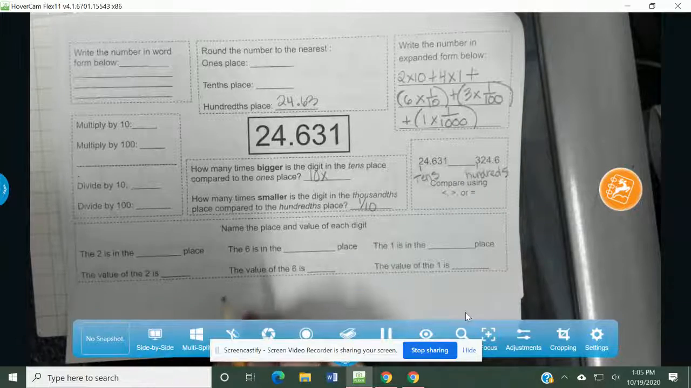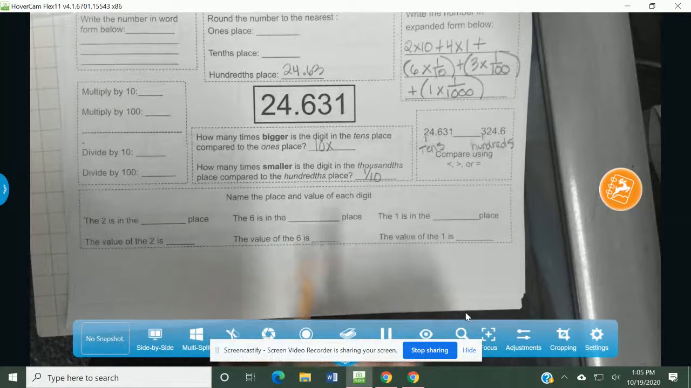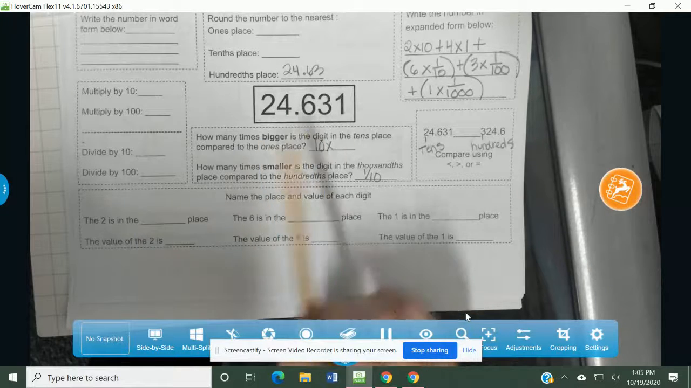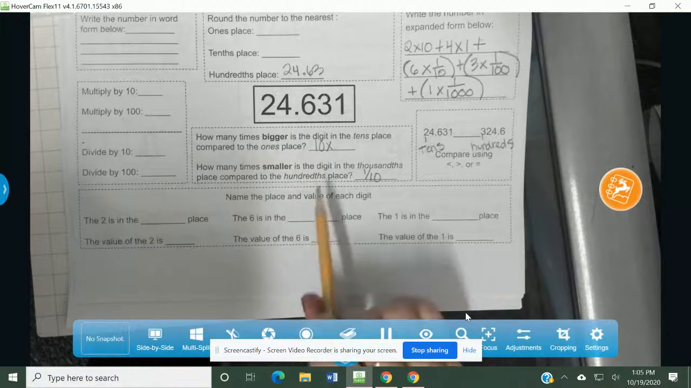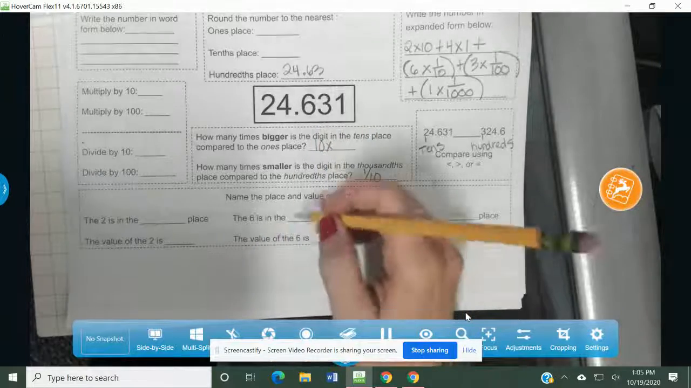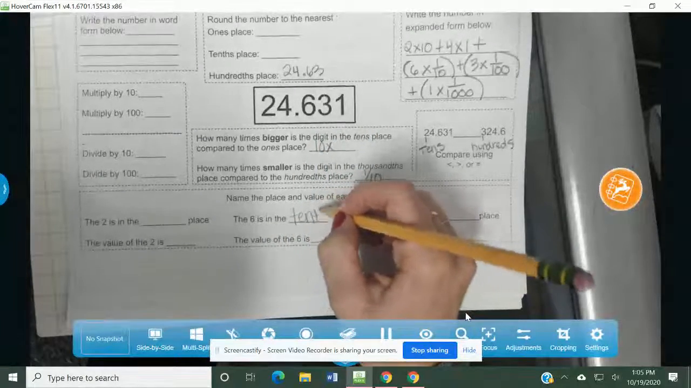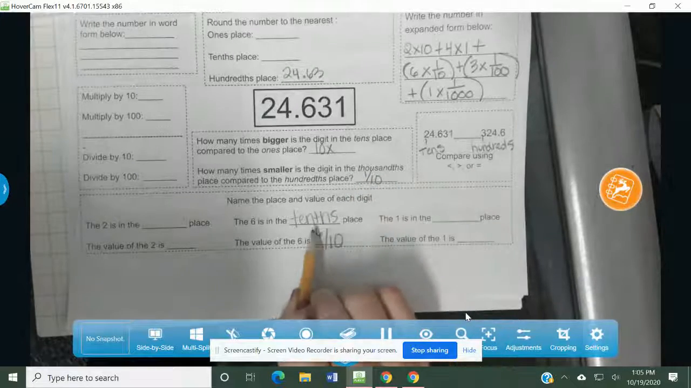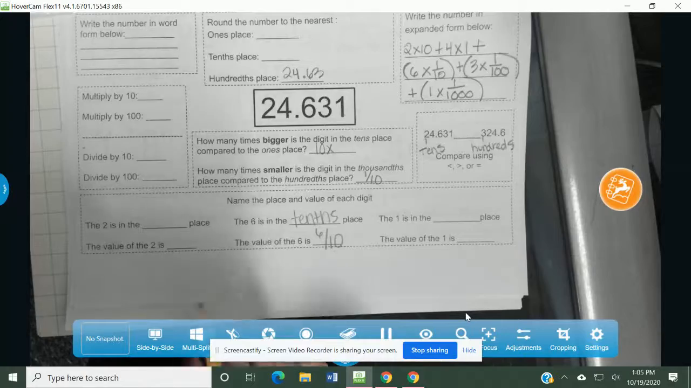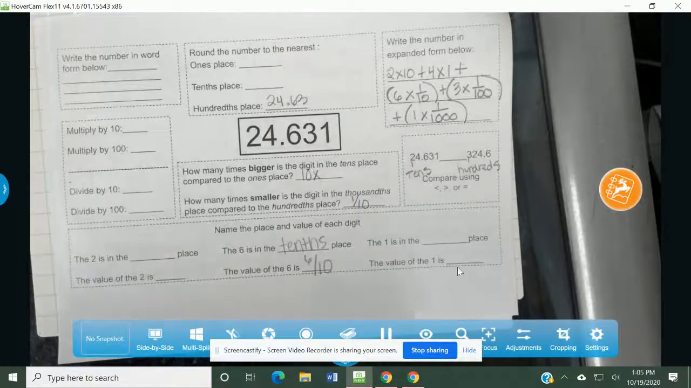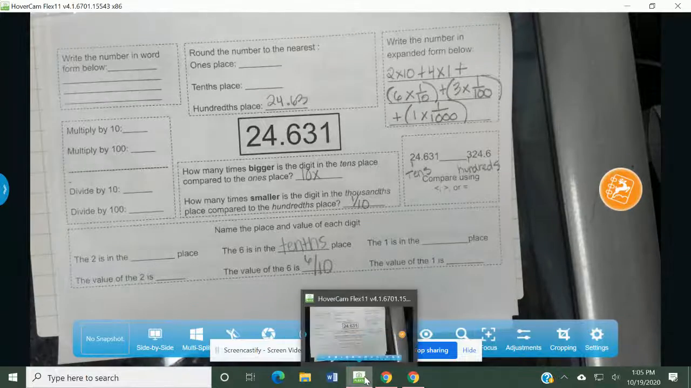All right. I want you guys to be able to do these on your own. You're going to look at each digit, write down what place it's in, and what the value is. Remember, when we do anything in this area, for example, the 6 is in the tenths, but we write the value as 6/10, which looks like a fraction, 6/10. All right? So I want you to finish this page, and that is what your assignment is for today. Please let me know if you are struggling or need any help.